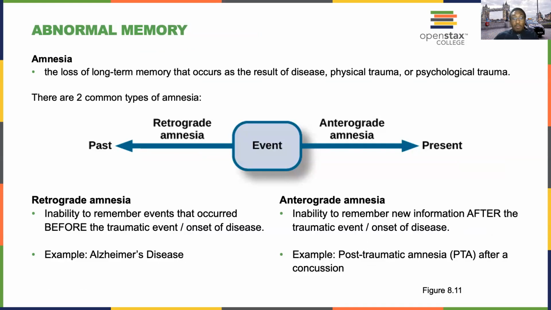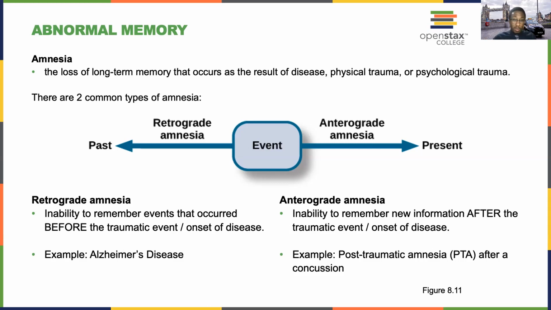Now we'll talk about some examples of abnormal memory. These are some other conditions that lead people to have difficulties with remembering information, as well as having a great advantage at remembering information. The first is amnesia. When we say amnesia, that's different than forgetfulness in that we're talking about a loss of long-term memory that occurs as a result of a disease, some kind of physical trauma, or perhaps some kind of psychological trauma. There are two common types of amnesia: retrograde amnesia and anterograde amnesia.